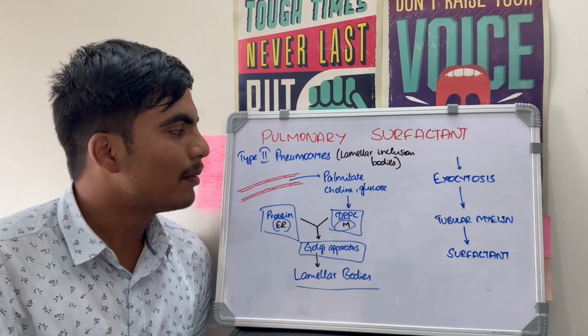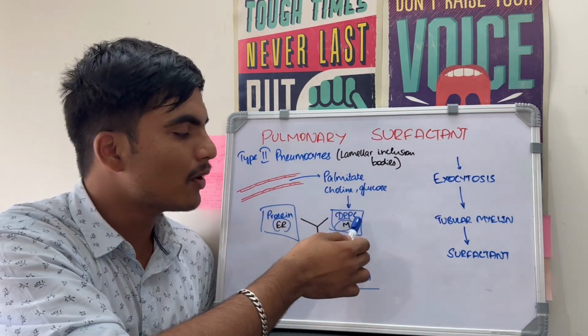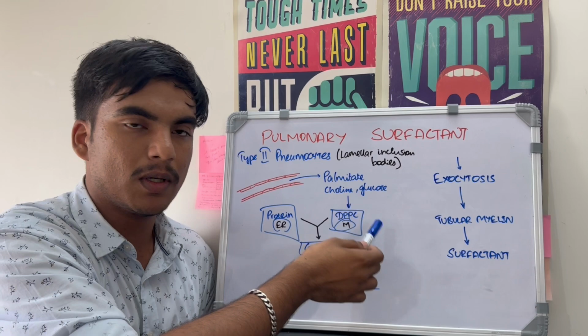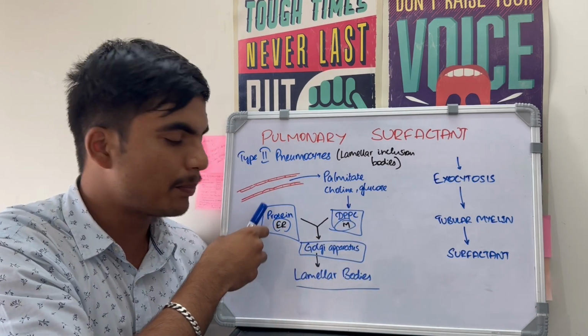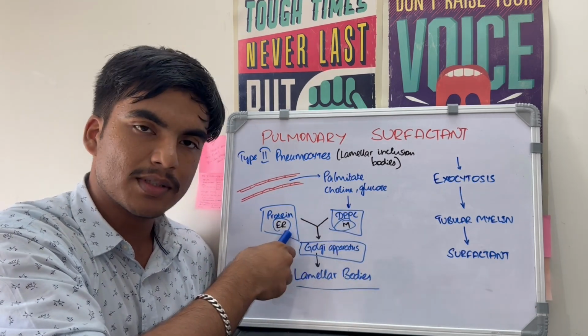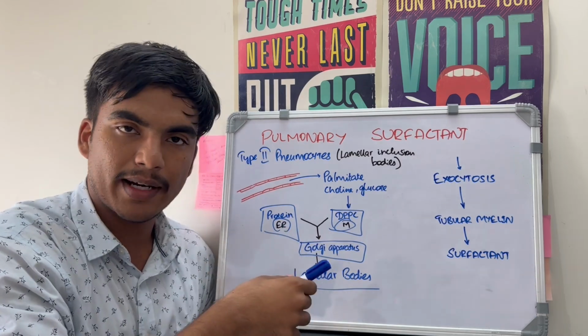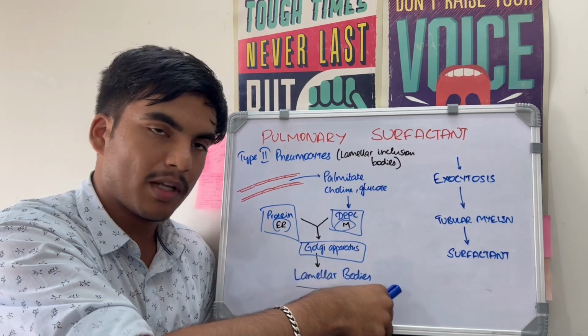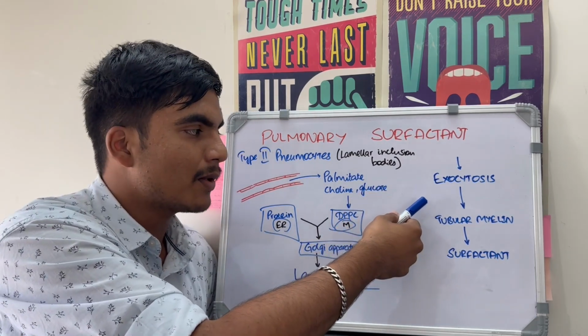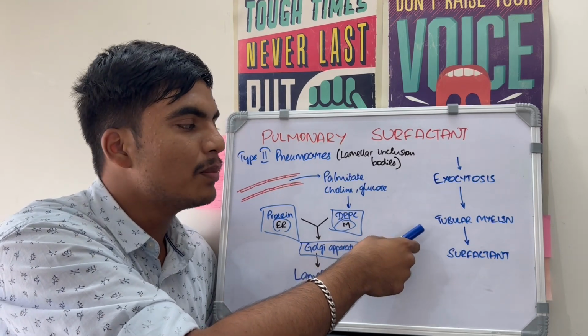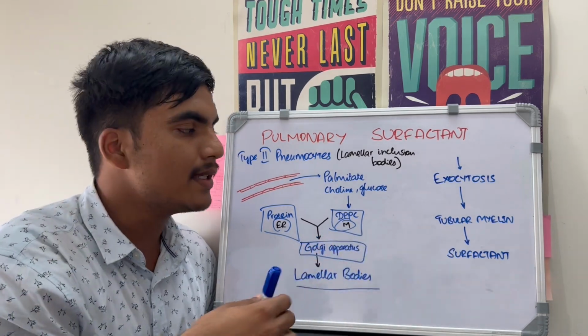A small recap. Palmitate, choline and glucose in the mitochondria forms the dipalmityl phosphatidylcholine. From endoplasmic reticulum we get a protein. Combining both these constituents in the Golgi apparatus we get surfactant. This surfactant is stored in lamellar bodies which by constitutive exocytosis gives tubular myelin. This tubular myelin is applied on the alveolar lining as surfactant.